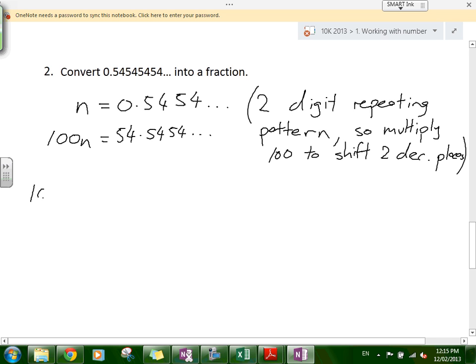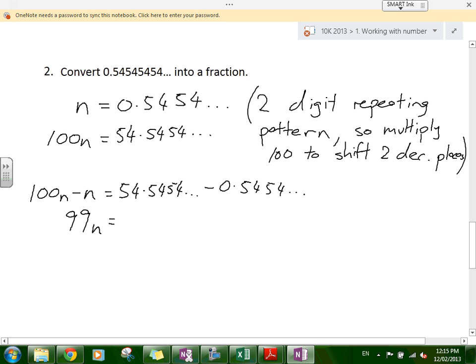I say, well, 100n minus n. What's 100n minus n? 99n. 99 lots of n. Good. And so 100n minus n is also 54.5454 repeater minus 0.5454. Can you see what happens? What cancels out? Yeah, the repeating parts. I'm going to do it one above the other so you can see it clearly.